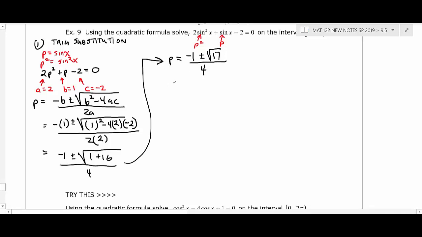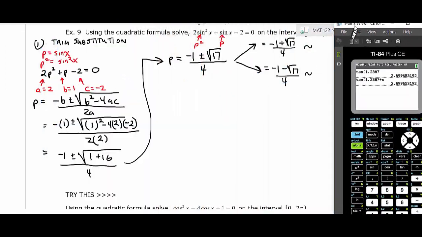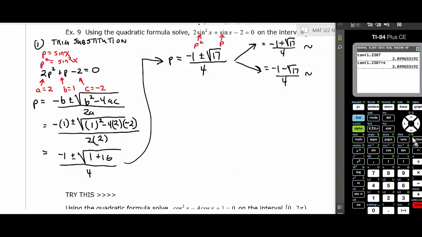I'm going to take this in two directions. First, I'm going to do -1 plus the square root of 17 over 4, and then -1 minus the square root of 17 over 4. I'm going to do that on my graphing calculator and round to 4 decimals like we've been doing. So I'll move this over here, and we'll get that done.